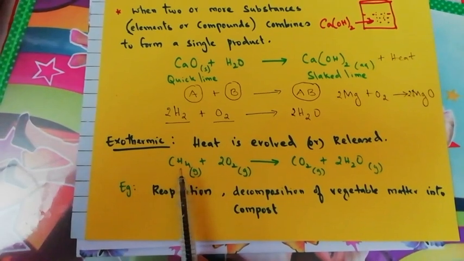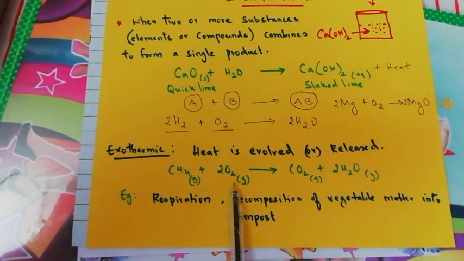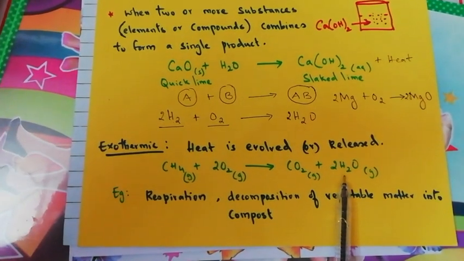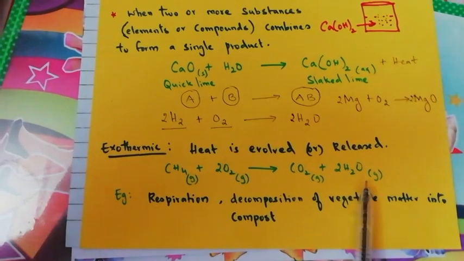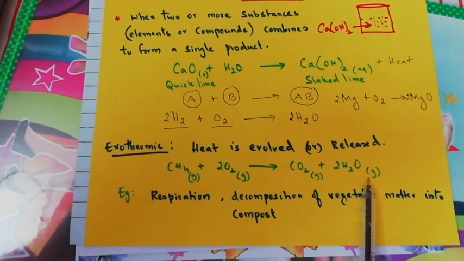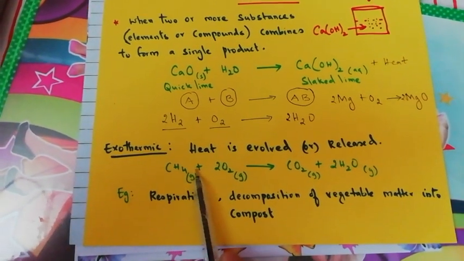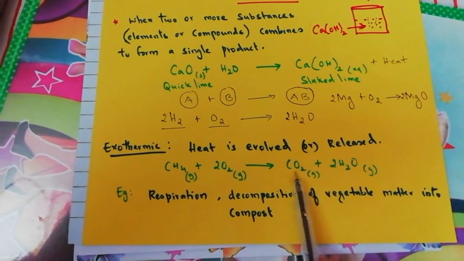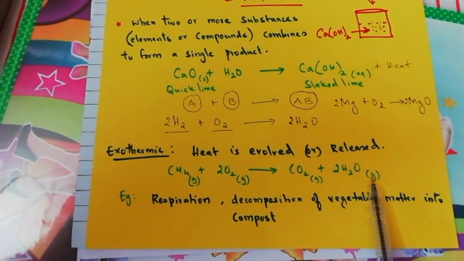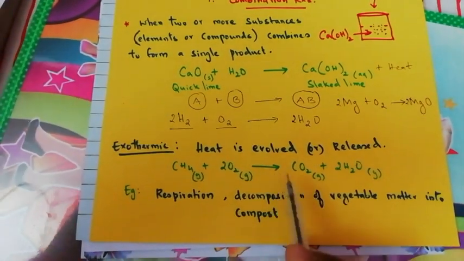What are the examples of exothermic reaction? Here I have given one example. You look at it: when methane reacts with oxygen, it gives carbon dioxide and water. Look at the states of these elements and compounds. All these are in gaseous state: methane gas, oxygen gas, carbon dioxide gas, and water, which is actually a vapor, present in the gas state. So heat energy is evolved.